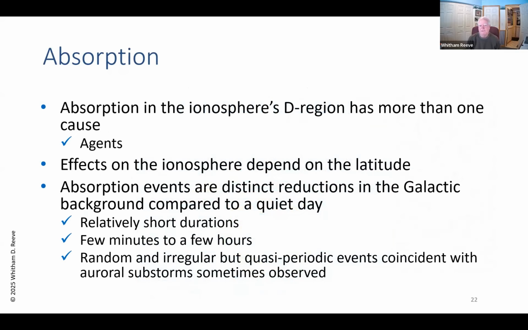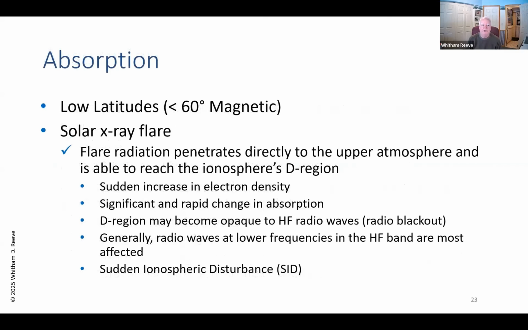These so-called agents affect the ionosphere in different ways depending on the latitude. And when we see absorption caused by these so-called agents, what they show up as are relatively short events in the absorption, and they can last from maybe a few minutes to a few hours. They're random and irregular, but I have seen some quasi-periodic events that coincide with auroral substorms, and that's something that's unique to higher latitudes where I'm located.